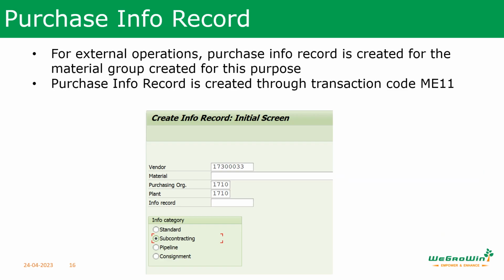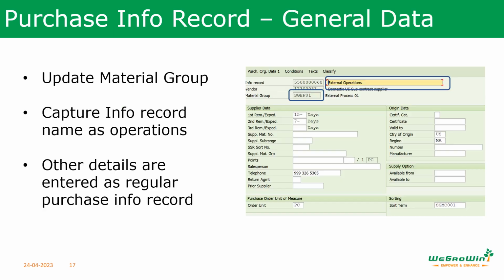For external operations, a purchase info record is created for the metal group. The purchase info record will be created through ME11. Please note, we select subcontracting under info category. Inside the purchasing info record, update the metal group and capture the info record name as operations. Other details are entered as in a regular purchase info record.